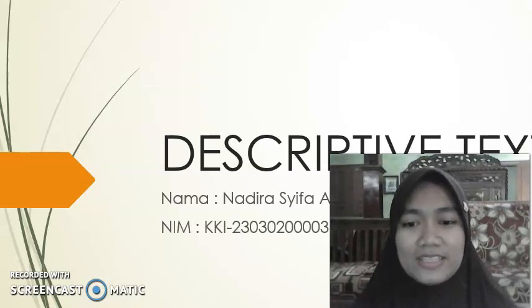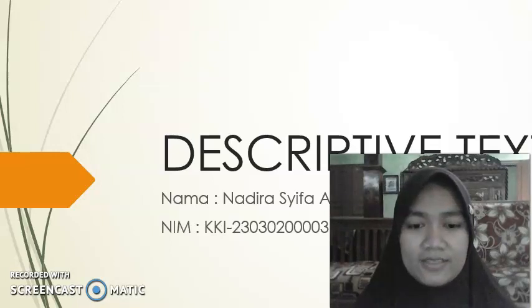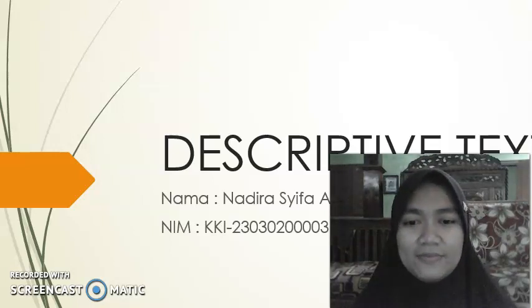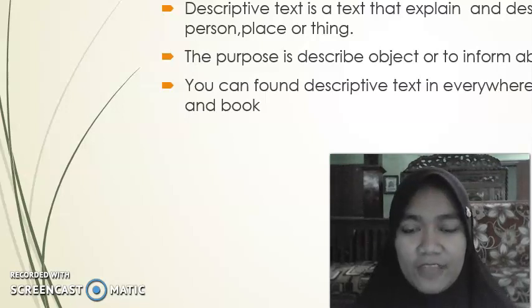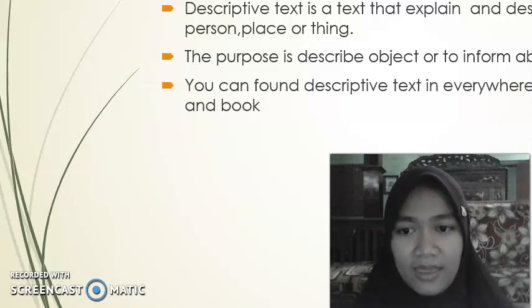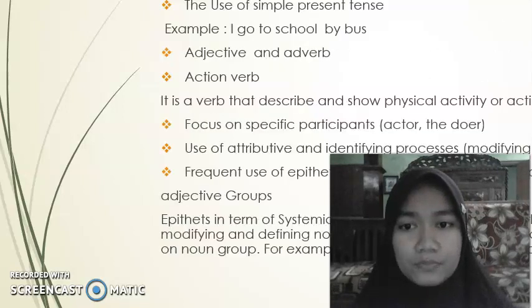Today, we will discuss descriptive text. Okay, let's begin. What is a descriptive text? Descriptive text is a text that explains and describes a particular person, place, or thing. The purpose is to describe an object or to inform about a particular thing. You can find descriptive text everywhere, for example, on the internet, in magazines, and in books.